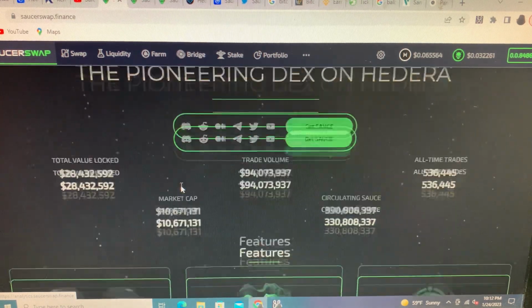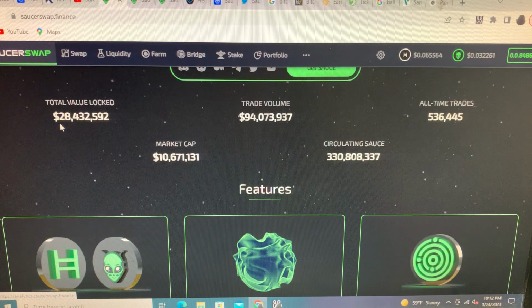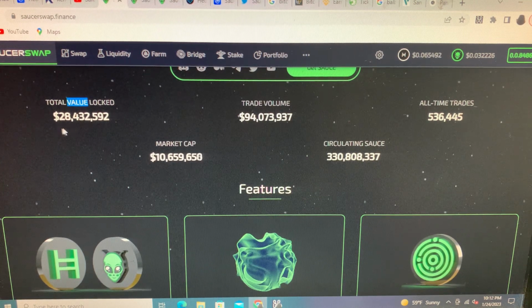Okay, so first of all, let's go through the basics. Currently, right now, the TVL is at 28 million. Yes, it dropped from 29 million to 28 million, but that's because of the value. Okay, doesn't mean people withdrew, it's just the value. And the market cap is at 10 million. Okay, circulating supply, it got increased, which is perfect.